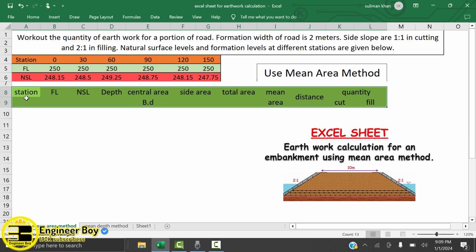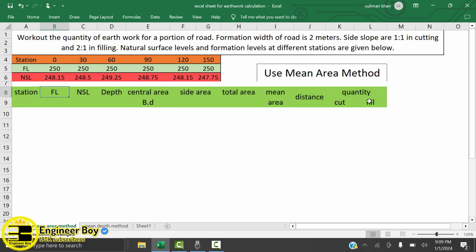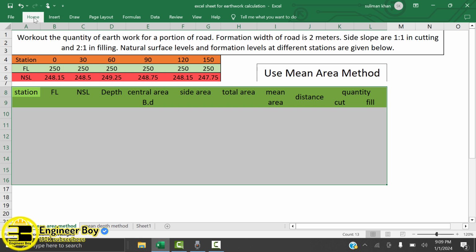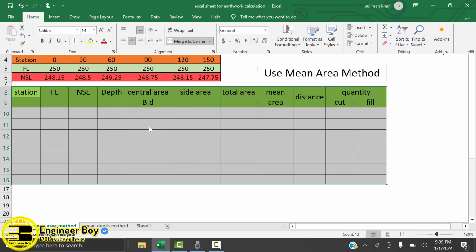You can just make the same thing. Just write the same columns in your Excel. Now I'm going to provide borders to all the cells so we can see them visibly. Just the same thing.